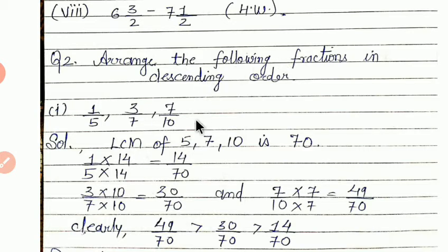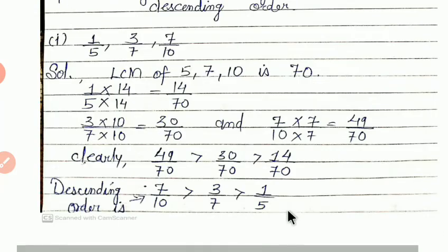Now descending order means from greatest to smallest number. So first we will write the greatest number, 49 by 70. After that 30 by 70 and 14 by 70. Now we have to write the fractions which are given in the question. So you can see 49 by 70 is the answer of 7 by 10. So in place of this we will write 7 by 10, which is greater than. This sign you have to use for descending order. It means 7 by 10 is greater than 3 by 7, which is greater than 1 by 5.